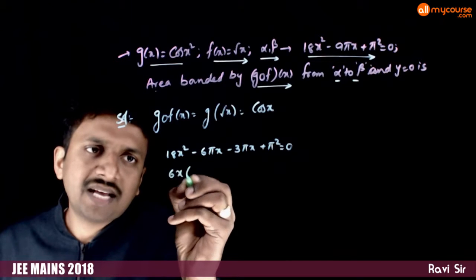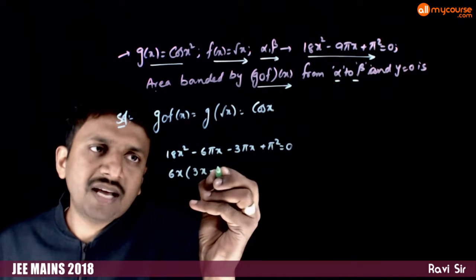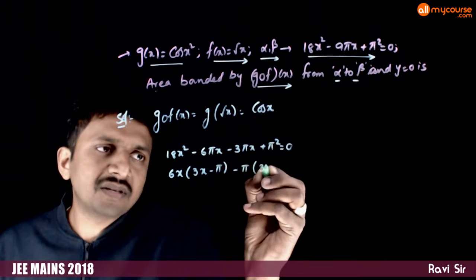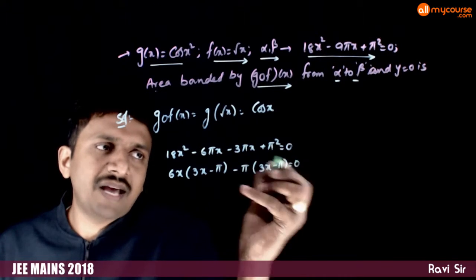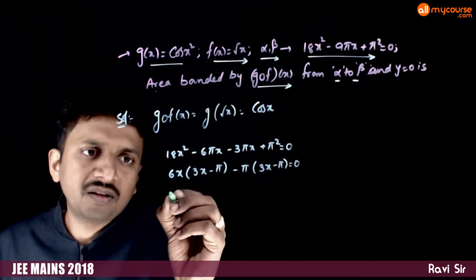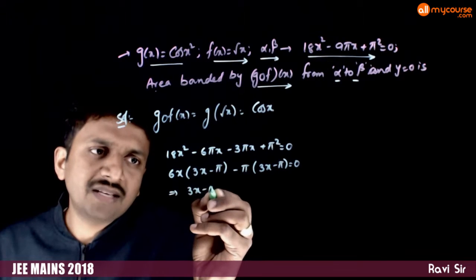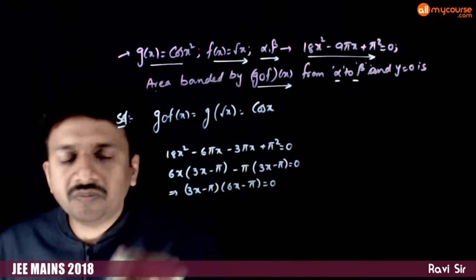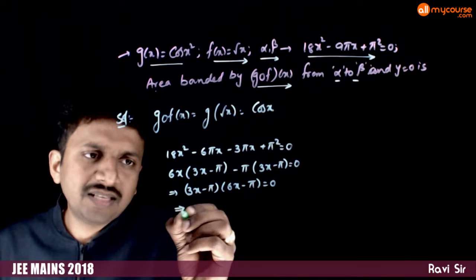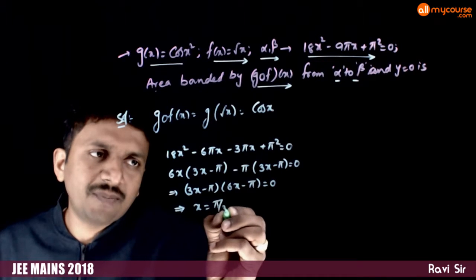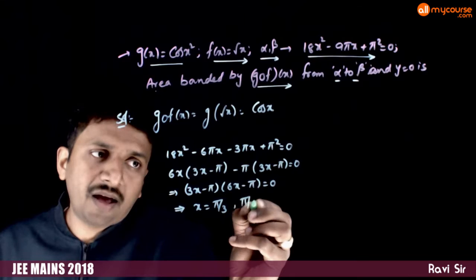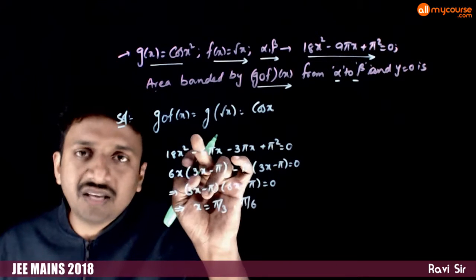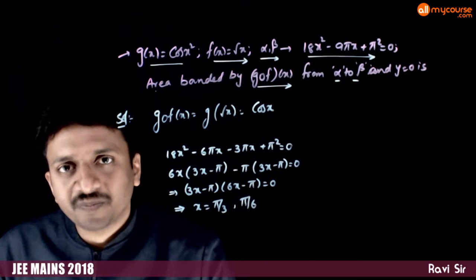So 6x times (3x minus π) minus π times (3x minus π) is equal to 0. So (3x minus π) times (6x minus π) is equal to 0. This implies x is equal to π by 3, π by 6. That means the roots of this equation are π by 3 and π by 6.